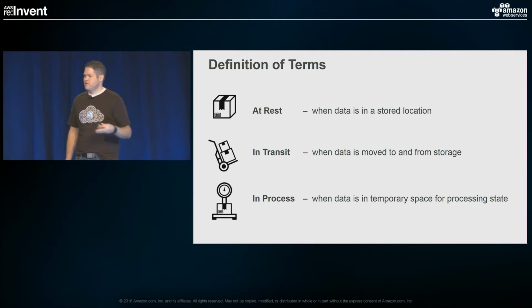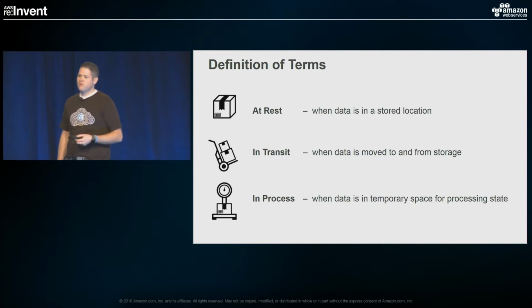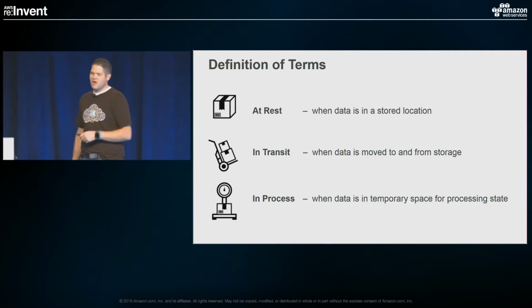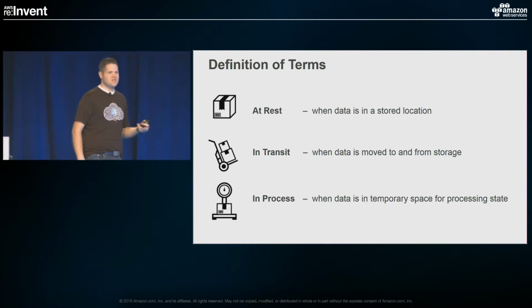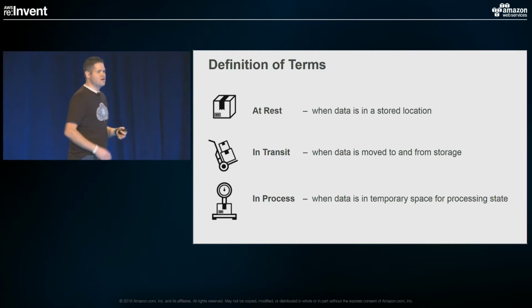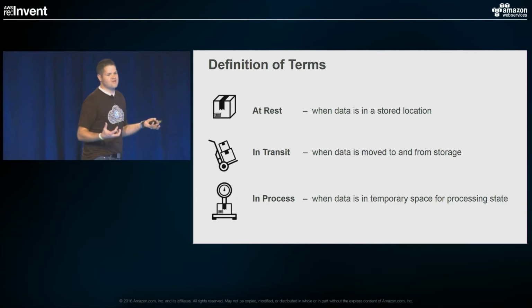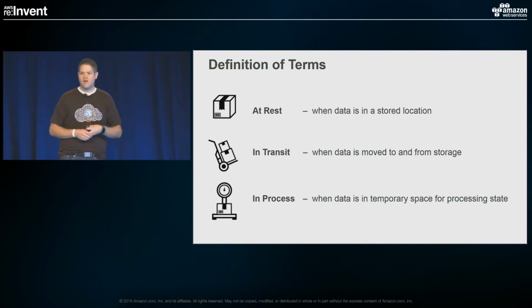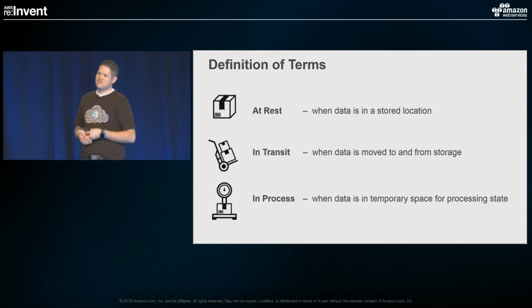Before we start too deep into the technical details, I want to go through a couple of definitions of terms. We're going to be talking about data at various stages. First, data at rest, by which I mean data as it's sitting inside of a storage state. We'll talk about data in transit, which is data as it's being moved from storage into a processing node. And third, data in process, data that's in temporary space.